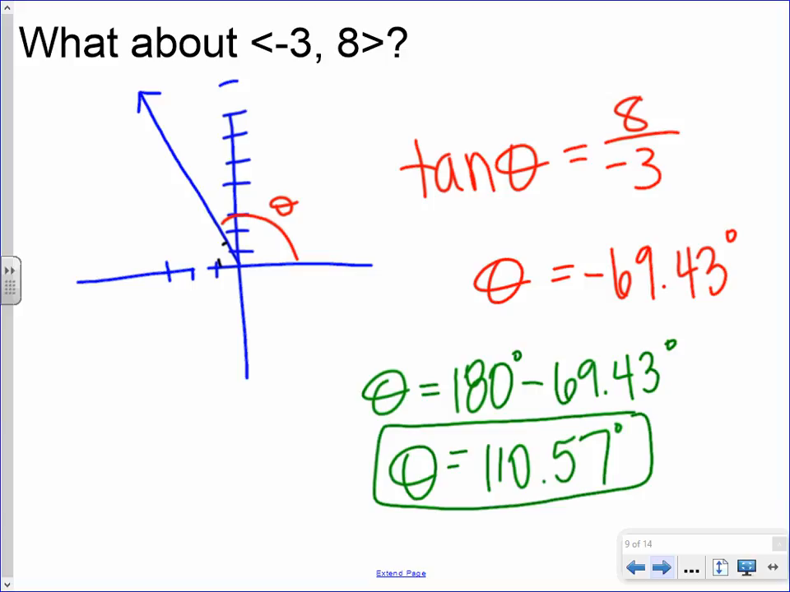If you remember back to chapter 4, the inverse tangent feature is only going to give you values between negative 90 and positive 90, which means you're always going to get an acute angle in your calculator. So if you are not in the first quadrant with your vector, you're going to have to do some sort of calculation with that reference angle to get the correct direction. Now, if it's in the fourth quadrant and you give me a negative direction angle, technically that would be fine unless I specifically ask for a positive one. Okay. Any questions about that? Okay.